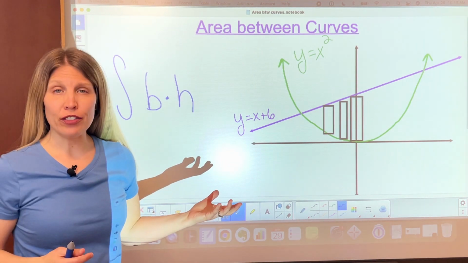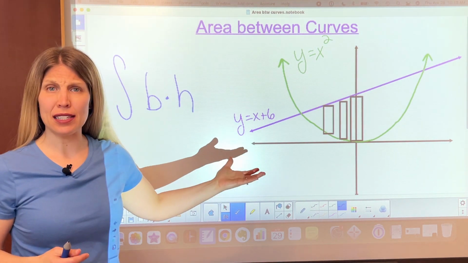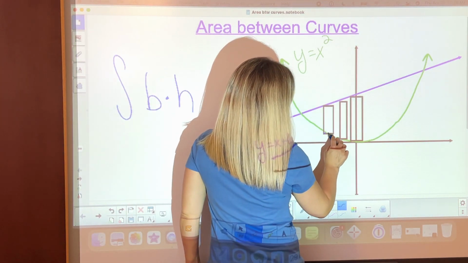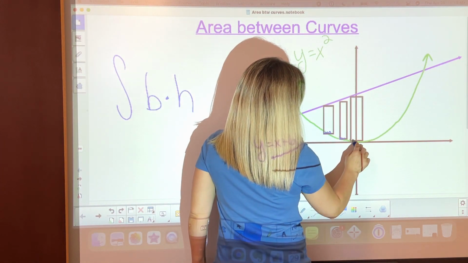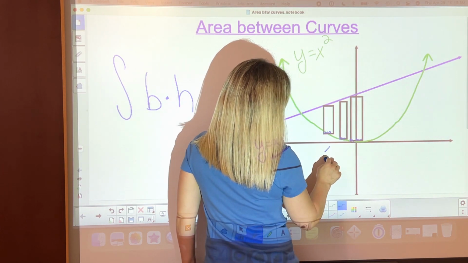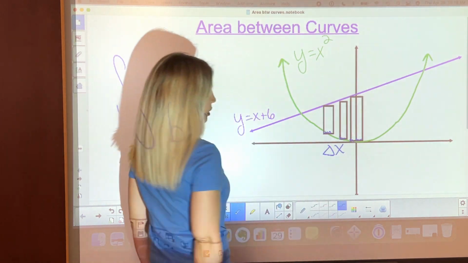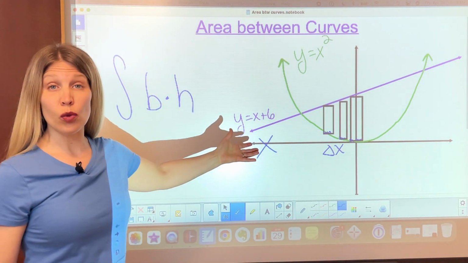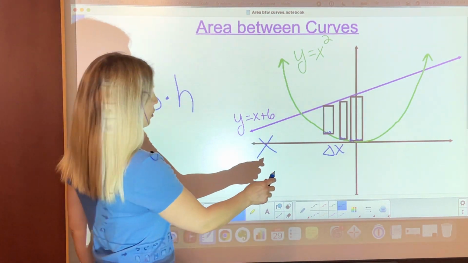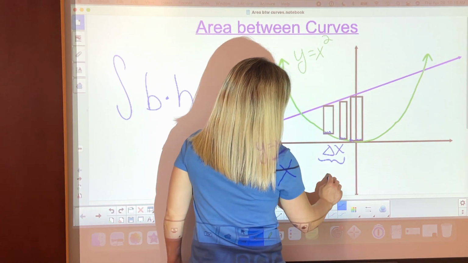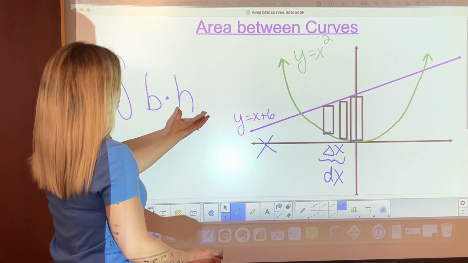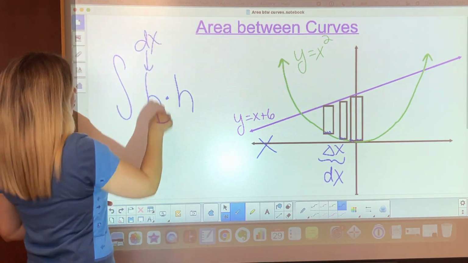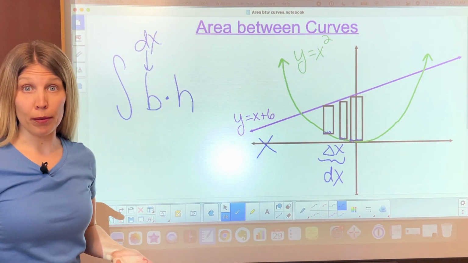So the first thing we have to identify here is, what is the base of these rectangles? So let's go over and look. The base is this part right here. These are tiny changes in x values, because of course this is along our x-axis. So these tiny changes in x values, we are going to use our dx. So your base is actually your dx of your integral problem.